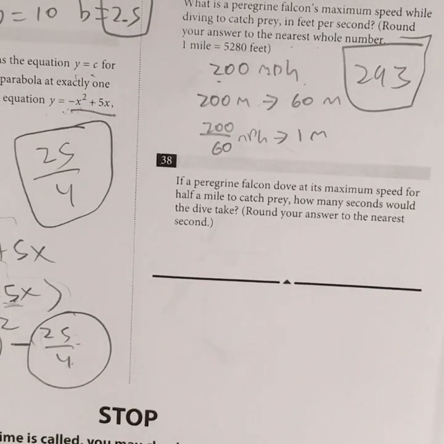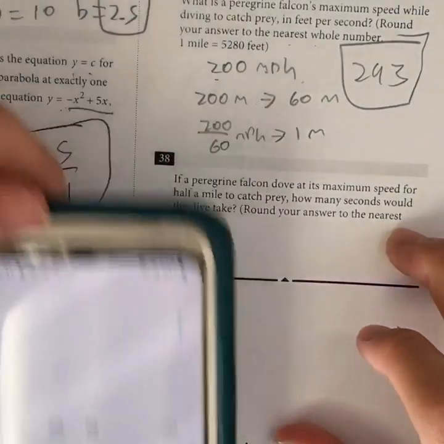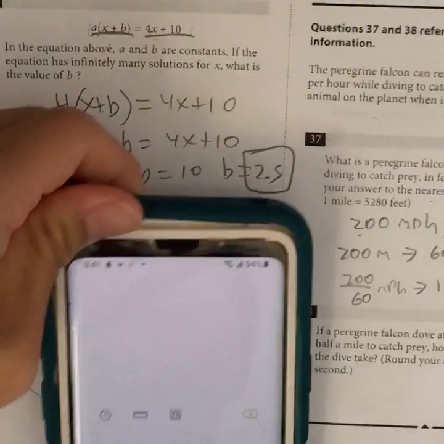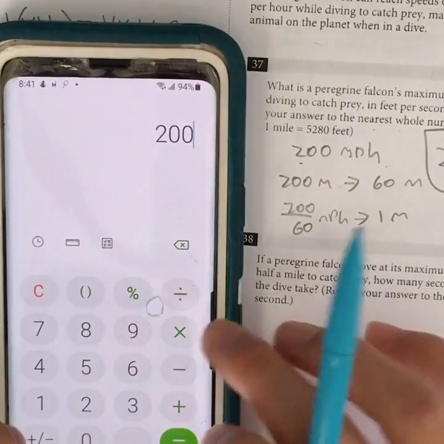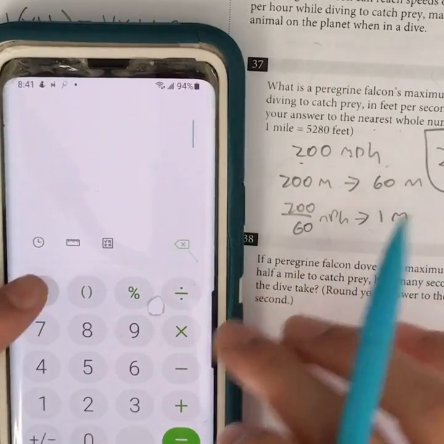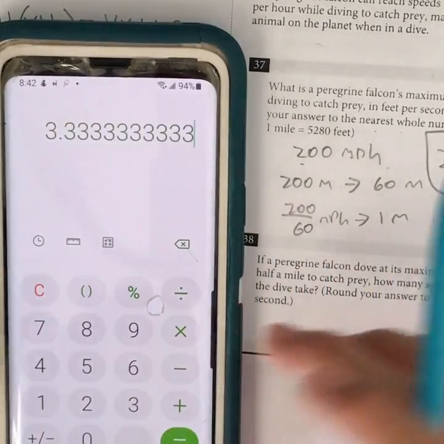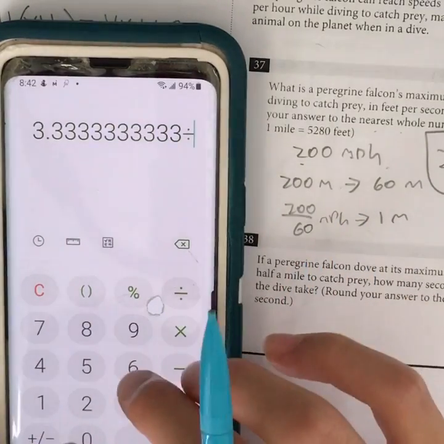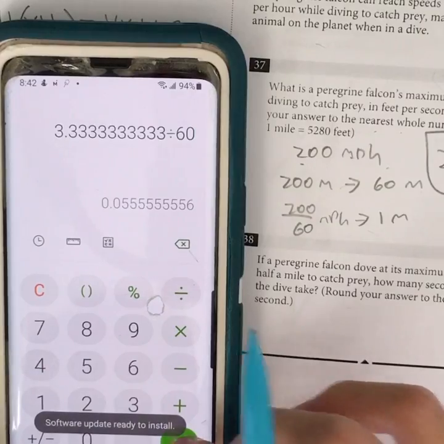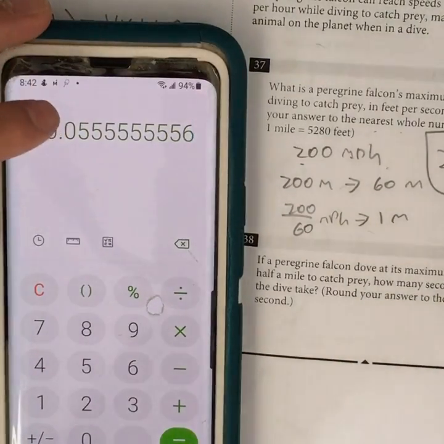So we just calculated the math, right? I'm just going to place my calculator right here so you guys can see. If a peregrine falcon can go 200 miles per hour, that means in 1 minute it could go 200 divided by 60 miles. Then we divide that by 60 again, giving you about 0.05 miles per second.